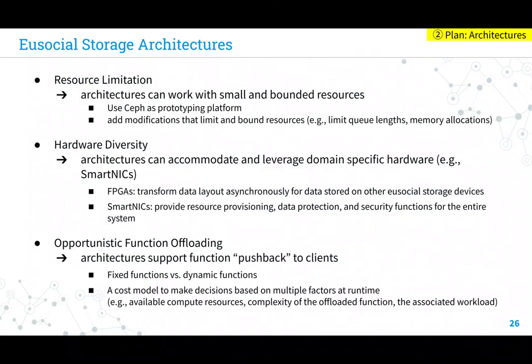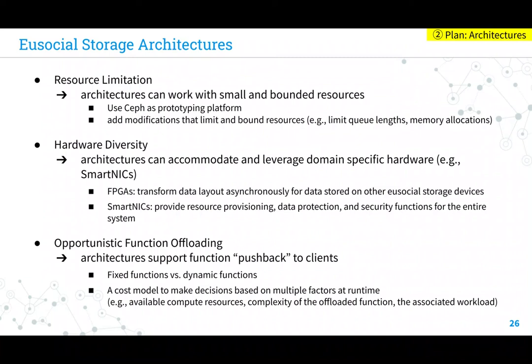Now let's get into the second important piece in my research plan, which is the use of storage architectures. As you know, resource availability is the main hurdle for the architectures for use of storage devices, and therefore we really need to look for architectures that can work with small and bounded resources. Given our research experience with Ceph, we are planning to use Ceph as our first prototyping platform and try to add some modifications that can help limit and bound resources.